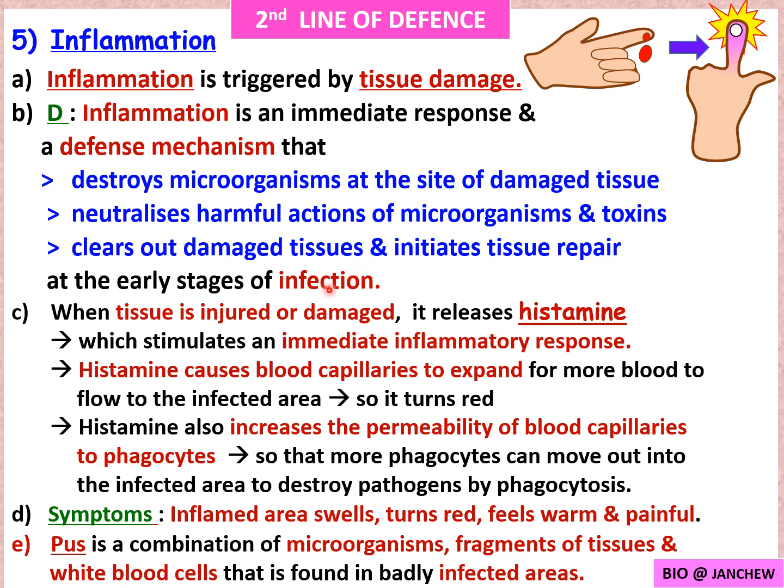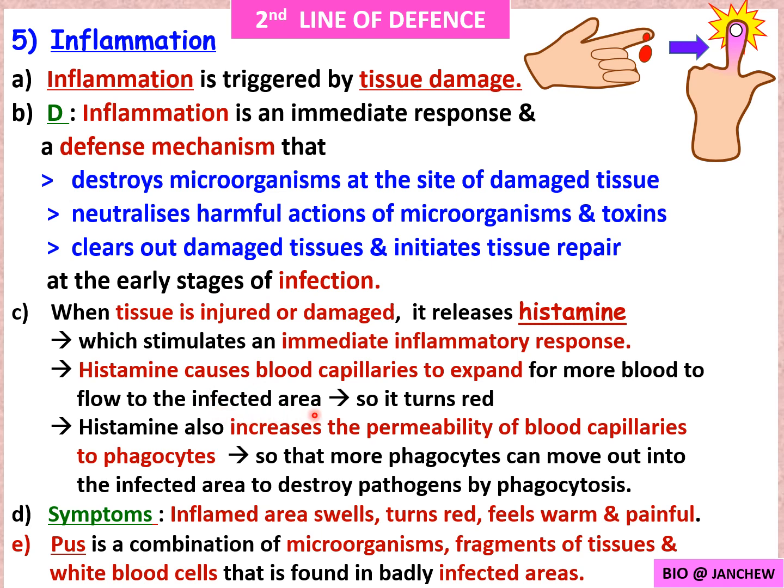So actually, how does inflammation occur? Now, when a tissue is injured or damaged, some cells in the tissue will release a chemical called histamine. Remember this chemical, histamine, which stimulates an immediate inflammatory response. So histamine is actually responsible for the area turning red and becoming swollen, because histamine causes blood capillaries to expand or dilate at the site of the tissue injury, so that more blood will flow to the infected area.